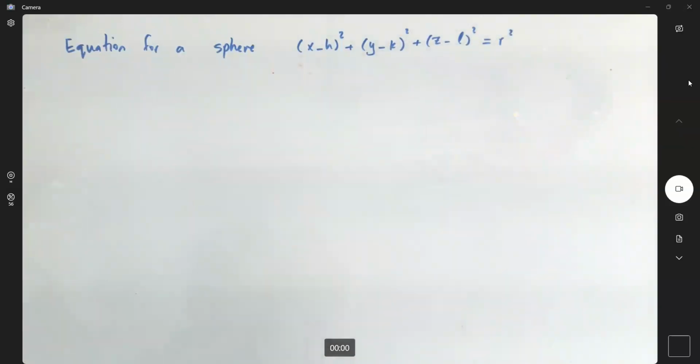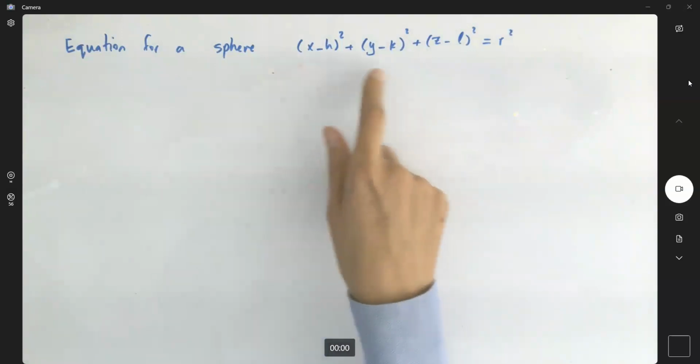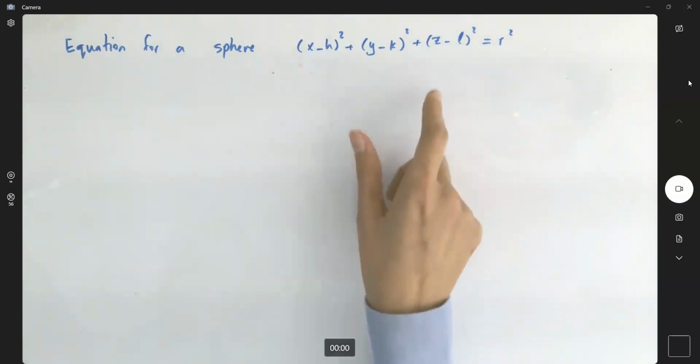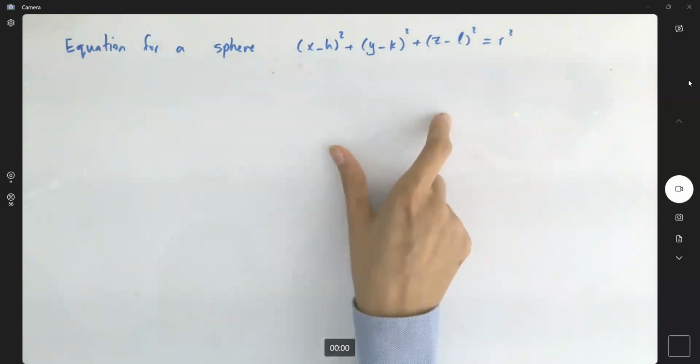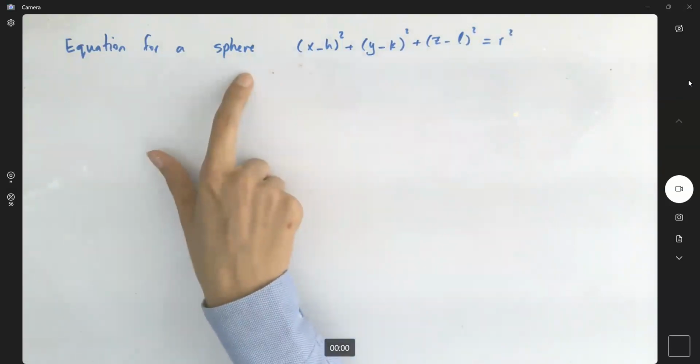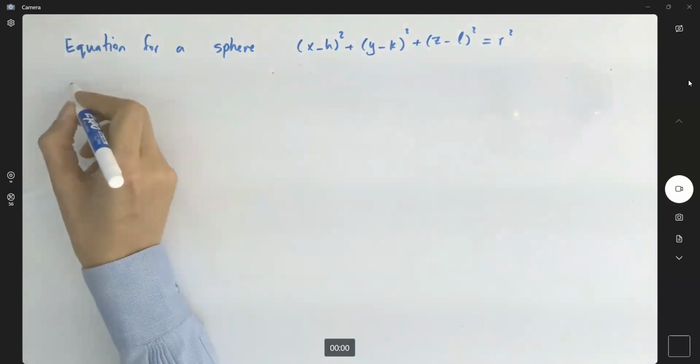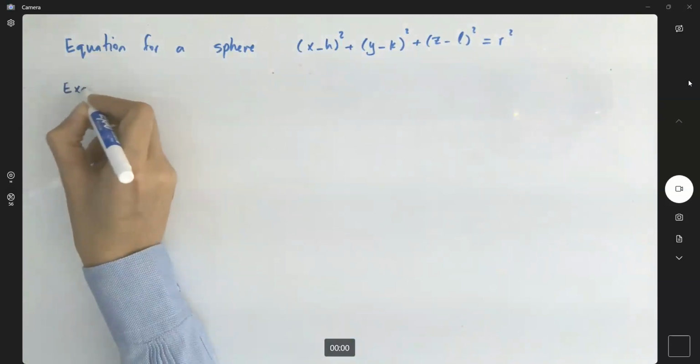Now suppose you have a scenario where an equation in x squared, y squared, z squared is given to you, and you want to know what is the center of that sphere. Let's take a look at the following example.